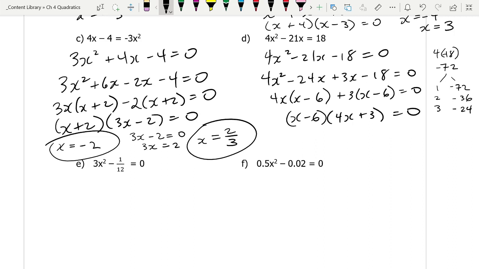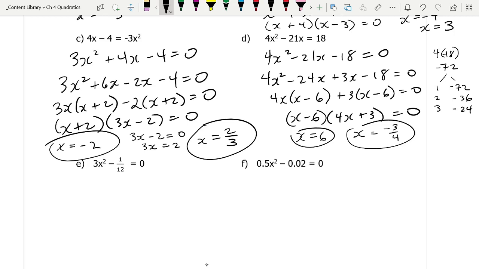And okay, careful with this one now. This one's easy. X is 6. But see if you can do this one without actually solving it as an equation like I did over here. If 4x plus 3 equals 0, the 3 moves over, becomes negative. X is negative 3/4. There you go.